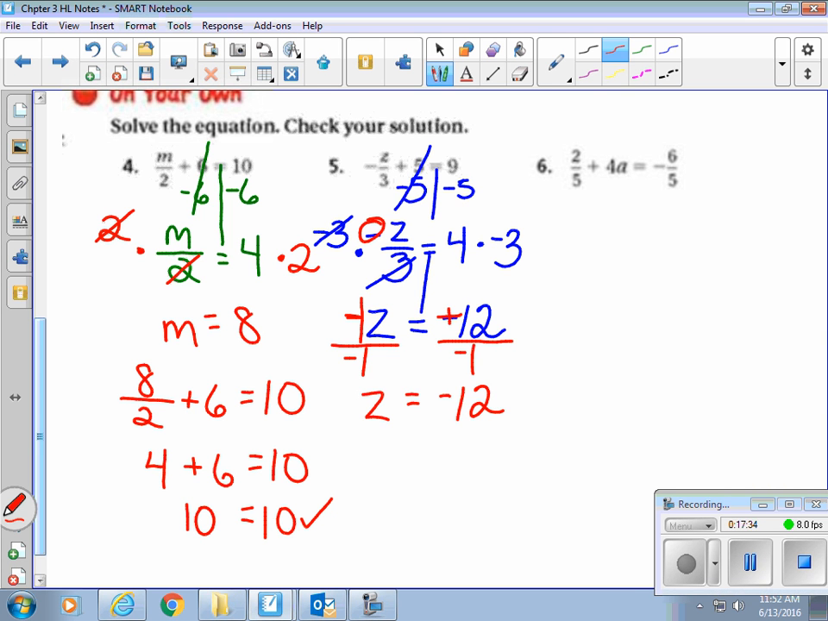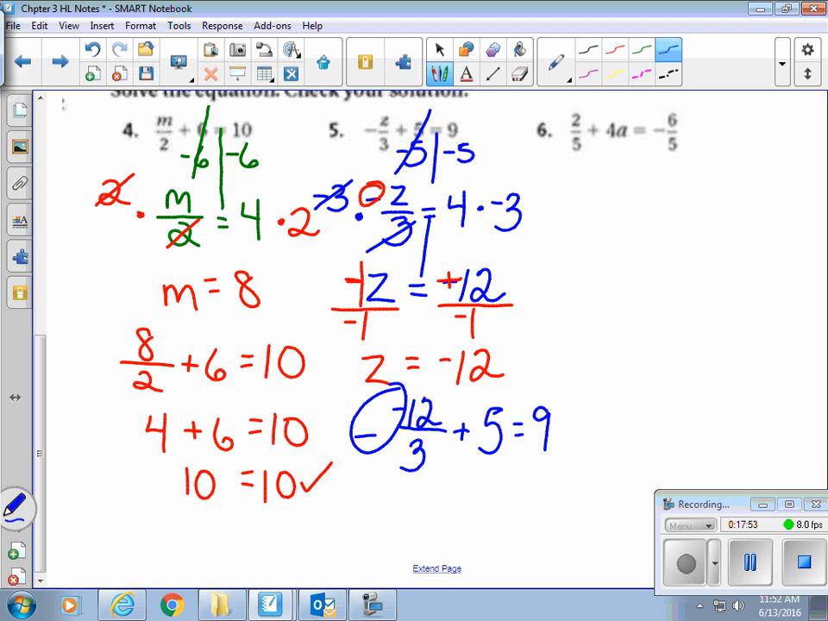We're going to substitute that back in. I already have a negative sign here. I'm plugging in a negative 12 divided by 3 plus 5 equals 9. So these two negatives here, what do two negatives give you? Negative divided by negative is a positive, so that's really a positive 4. Plus 5 equals 9. Now you're looking at 9 is equal to 9, correct answer.